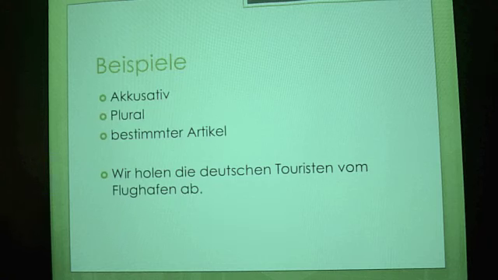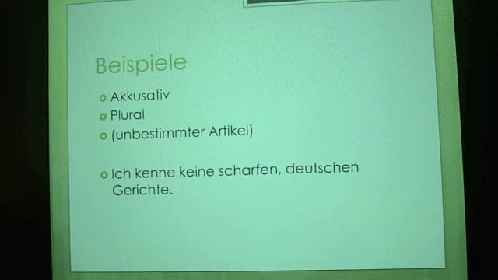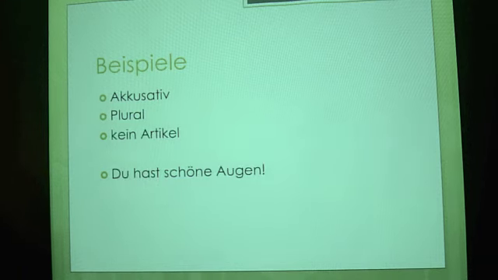If you have plural with a definite article, wir holen die deutschen Touristen vom Flughafen ab. You take a weak EN because the strong E is in the article. With a negative indefinite article, ich kenne keine scharfen deutschen Gerichte. In plural, du hast schöne Augen.